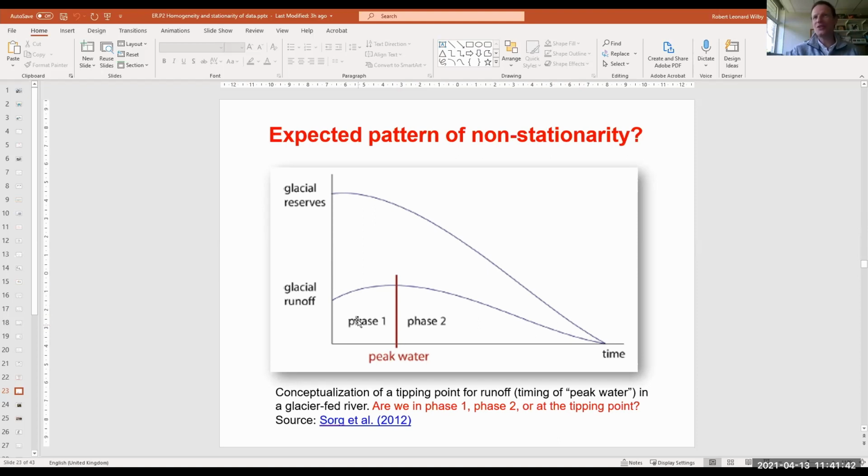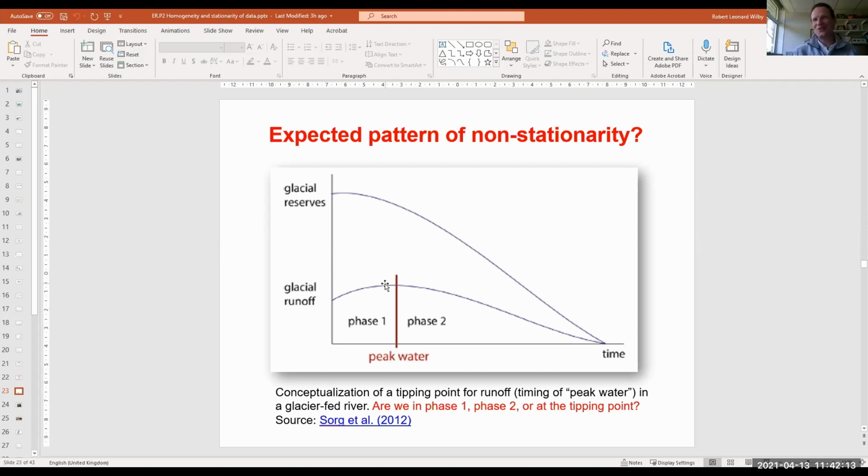So I hope you can see from this example that our interpretation of the non-stationary behavior in this really critical case depends on our worldview. Are we in phase one, phase two, or somewhere in between? And it shows the connection between the analysis of the time series and the conceptual model, the theory that we have in the back of our mind that's going on to explain the behavior.